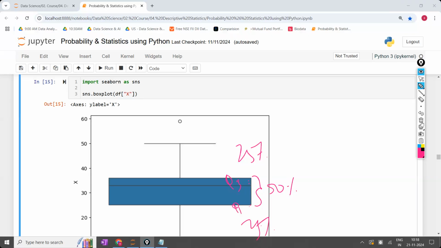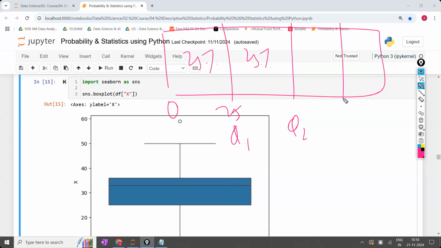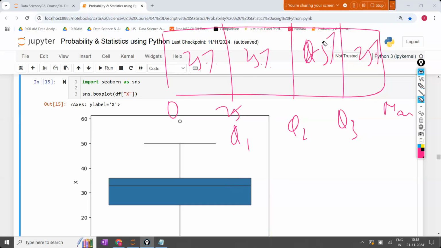25, 25, 25. If you divide the entire data into 4 parts, 0 to 25, this is 25% of the data. Till Q1, 25% of the data. Till Q2, 25% of the data. Till Q3, 25% of the data. From Q3 to maximum value, 25% of the data. Out of 100%, the data will be distributed in this way. Right? Whatever data we are having, from Q1 to Q3 only, it is almost 50% of the data.